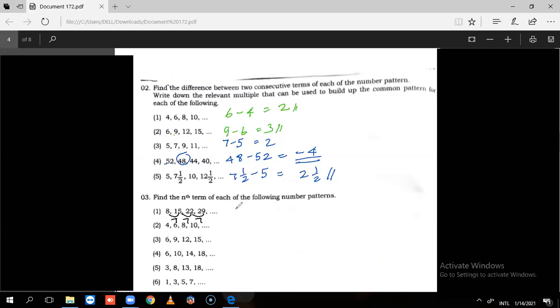And the common difference 7 into n plus first term 8 minus 7. So you can write the general term: 7n plus 1. This is the general term.